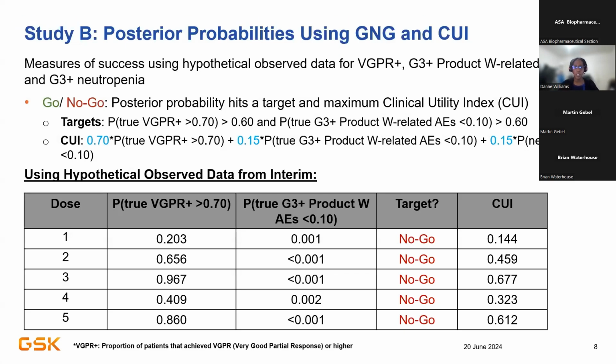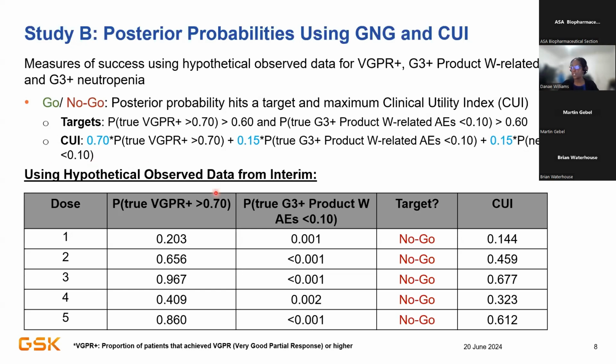So here again is what I mentioned in the previous slide, defining what that go, no go criteria would be, which is the posterior probability of hitting that target. And at the same time, if we encounter more than one dose that meets the target, what is the maximum CUI score? So the table below shows you the hypothetical observed data that was based from the interim from study B. And here we have our 5 doses.